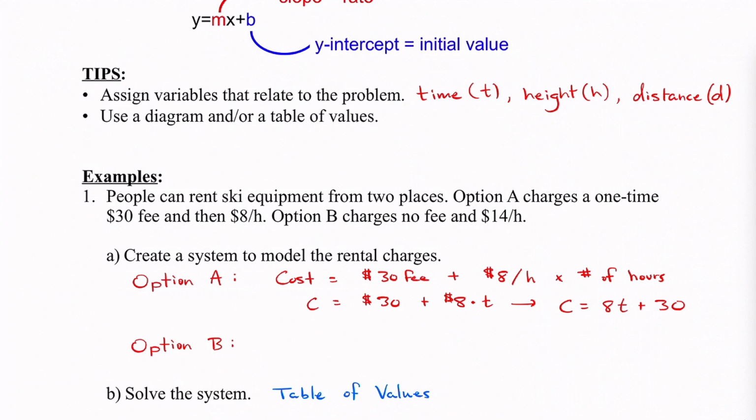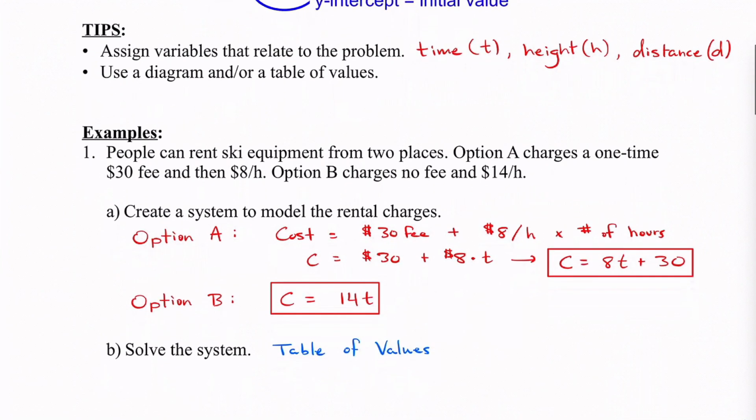My option B is going to be really similar now that I have that one. It has no initial fee, so I don't even need a plus something at the end, but it does have a $14 an hour rate. So where this one had an 8, this one's going to be 14. So it's going to be 14 times T, and if you wanted, you could put plus 0 more dollars, but you wouldn't have to. You could just keep it as 14T. So those two boxed equations represent our system.